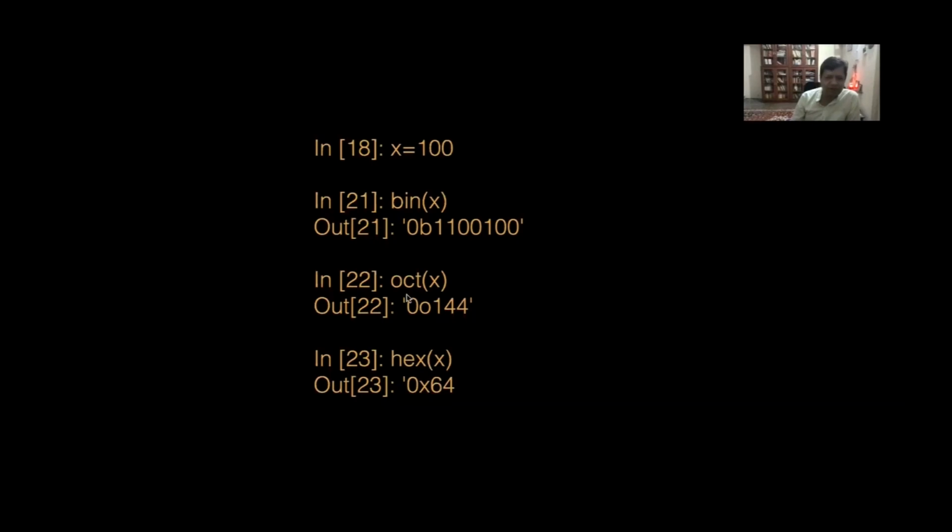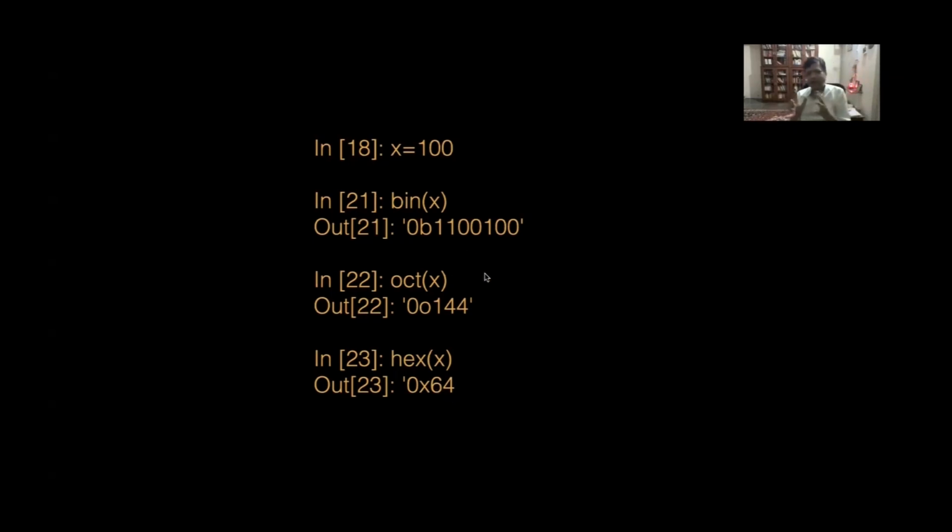If you want the octal representation, say oct(x). So this gives 0o144. In octal, this is 144. I can easily check that one. 4 plus 8 times 4 is 32, and 1 times 64 is 64. So 64 plus 32 plus 4 is 100. In hex it is 64. 6 times 16 is 96, plus 4 is 100.